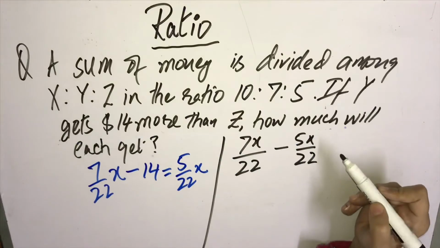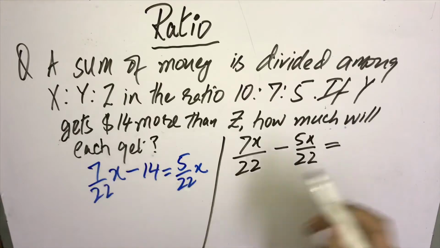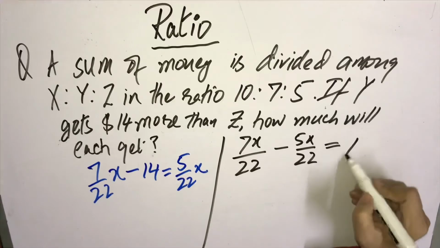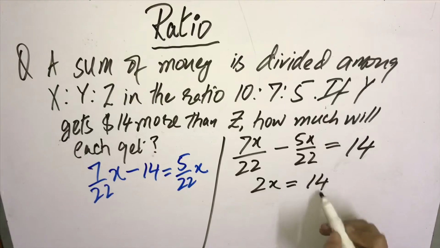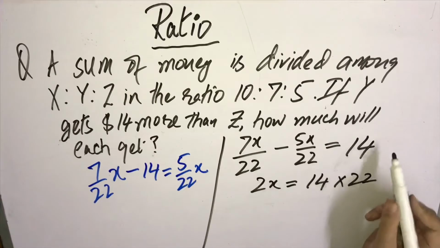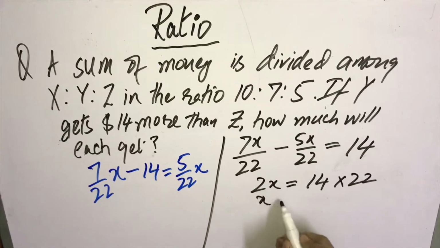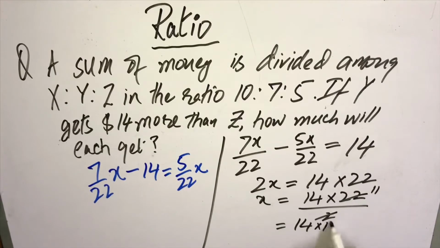Now we can easily solve this equation as 7x/22 minus 5x/22. 5x will go to the other side and become negative, and 14 will come to this side and become positive. 7x minus 5x is 2x, equal to 14 multiplied by 22. 22 will go to this side as it's the LCM, and we shall multiply with 14, and then divide this product by 2 to get the final answer. 14 multiplied by 11 is 154, which is the total amount, $154.